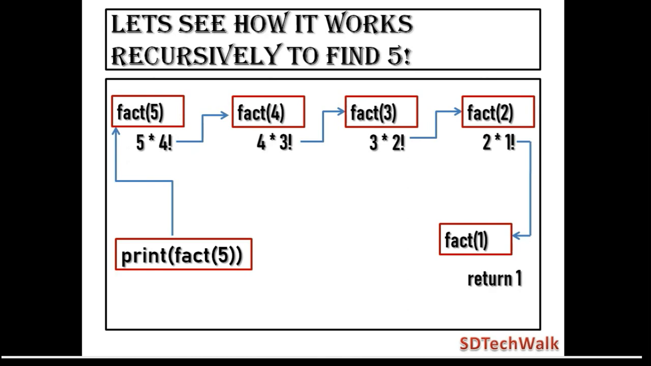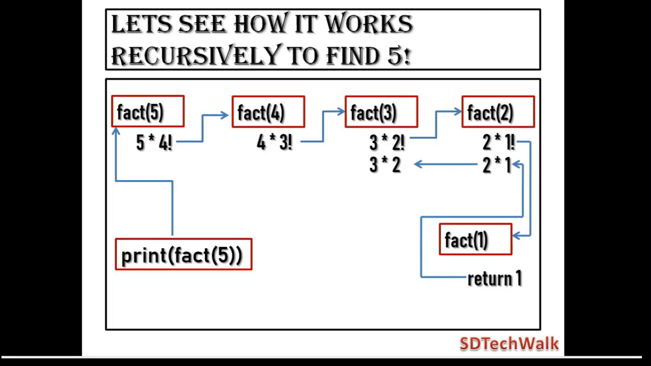So 1 factorial, what will it do? It will return 1 to the function from where it is being called. That is, it will return to fact of 2. Now fact of 2 will return to the function from where it is called, that means fact of 3. So now fact of 3 is calculated.